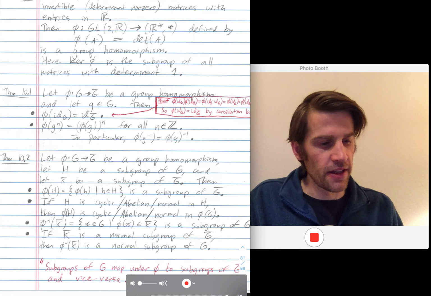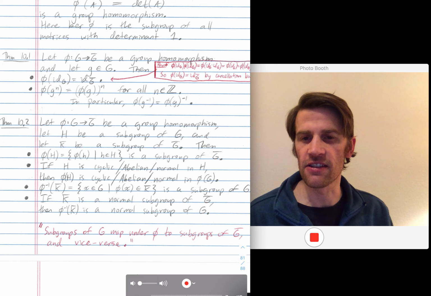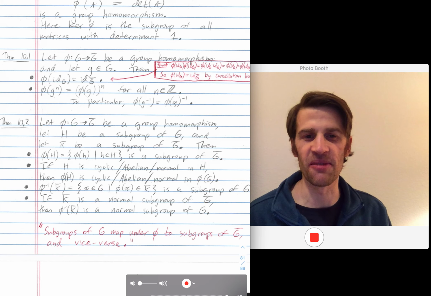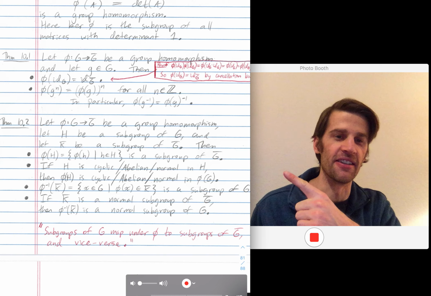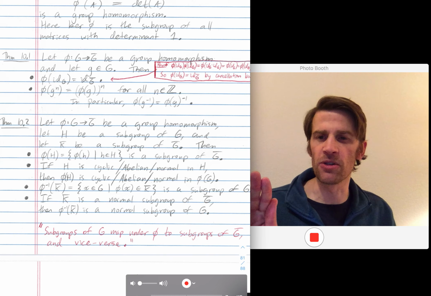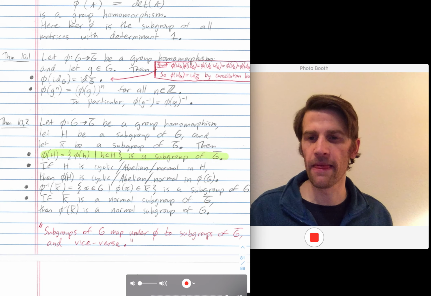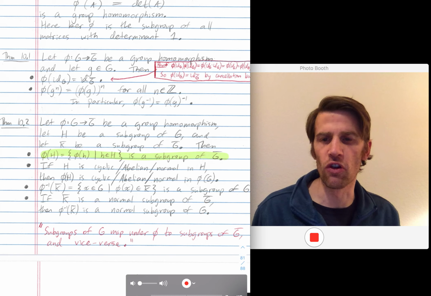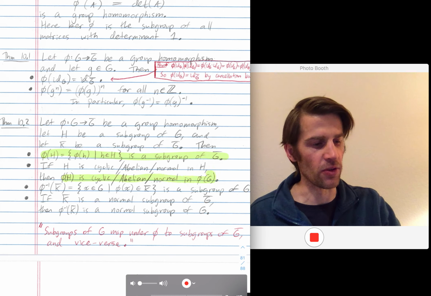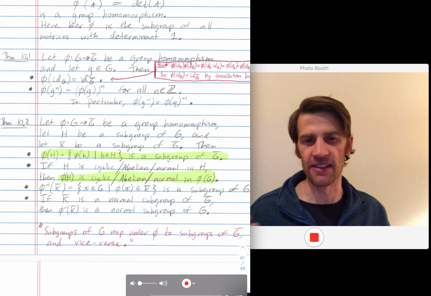So our next theorem is theorem 10.2, and it says the following. Let phi be a group homomorphism. If H is a subgroup of G, and if K bar is a subgroup of G bar, then we're going to see some things about the image of H under phi and the preimage of K bar. So if H is a subgroup of G, then phi maps that to a subgroup of G bar. That's this first bullet. The second bullet says properties of the subgroup are preserved. If H is cyclic or abelian or normal, then phi of H is not only a subgroup, it's also a cyclic or abelian or normal subgroup. So properties that H has, such as being cyclic or abelian or normal, are inherited by phi of H.